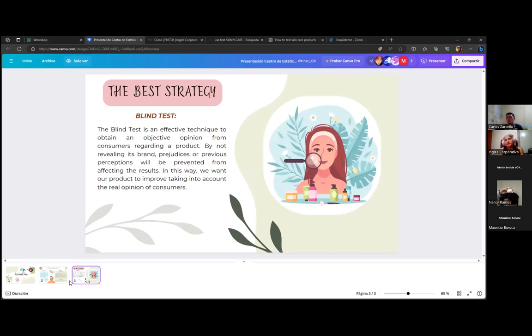I'm going to talk about the best strategy we decided for our product, and it is the blind test. The blind test is an effective technique to obtain an objective opinion from consumers regarding a product by not revealing its brand. Prejudice or previous perception will be prevented from affecting the results. In this way, we want our product to improve taking into account the real opinion of the consumer.